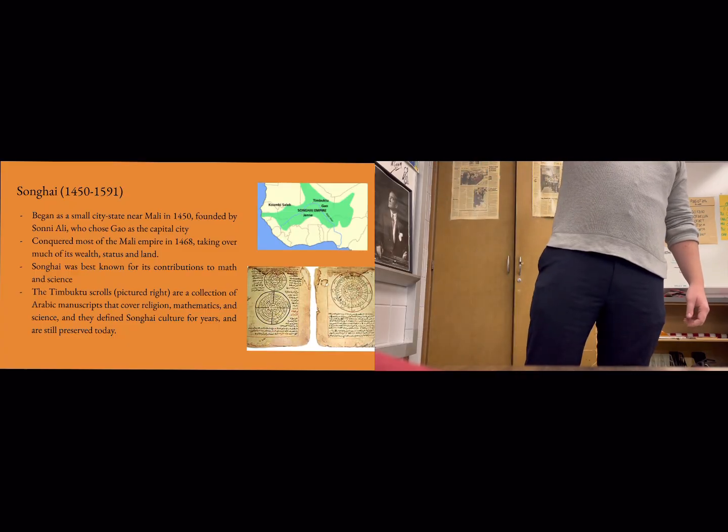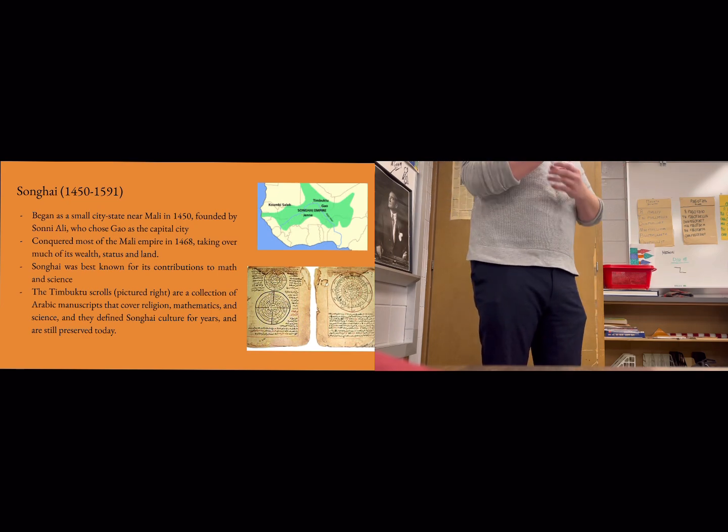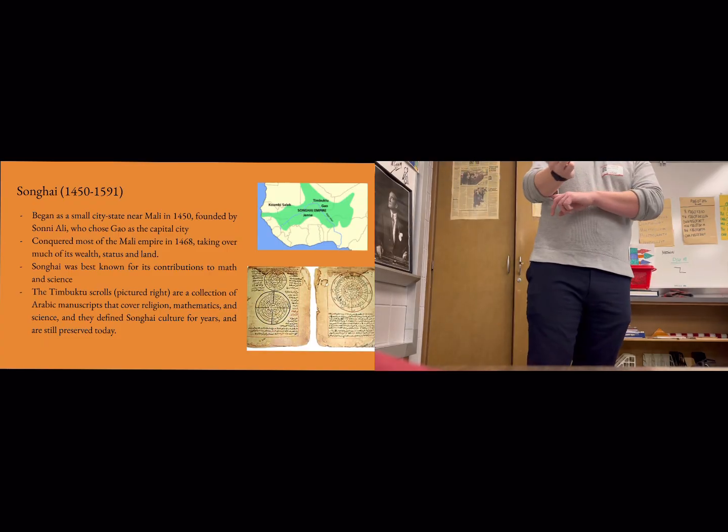They conquered most of the Mali Empire in 1468, like I said on the last slide. They took over a lot of the wealth, status, and land that Mali was well known for, which became part of the Songhai Empire. By this point, mathematics and science had become a major focus. And this is the major legacy of the Songhai people: the Timbuktu scrolls, which are pictured right here. It's a collection of Arabic manuscripts that we still have from the time.